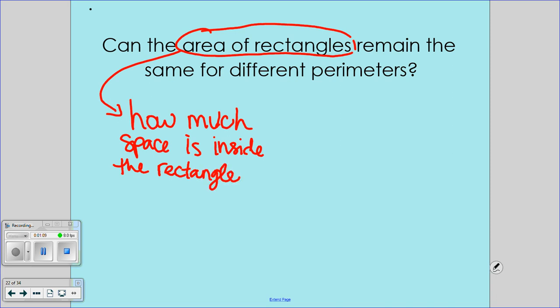Okay, so can the space inside the rectangle stay the same? We know what stay the same means? Yeah, easy. For different perimeters. What does that part mean?